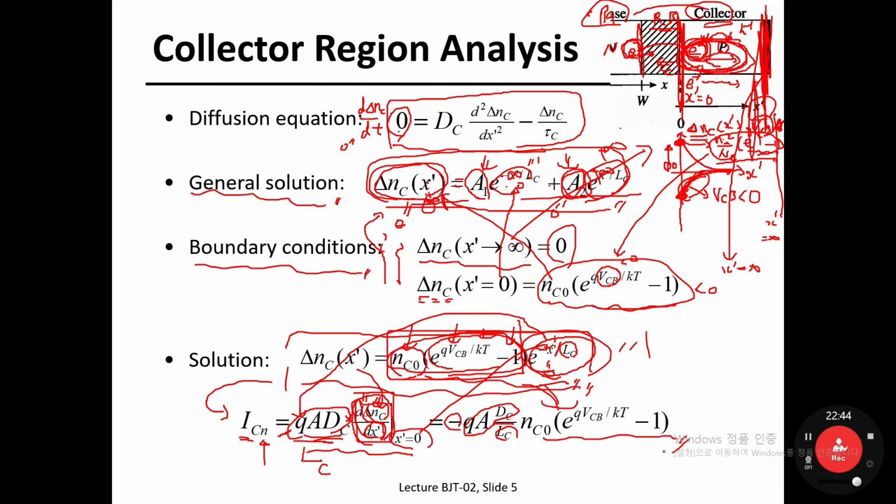Okay, so in summary, the collector region analysis is almost identical to the PN junction analysis under reverse bias. Okay, all right.